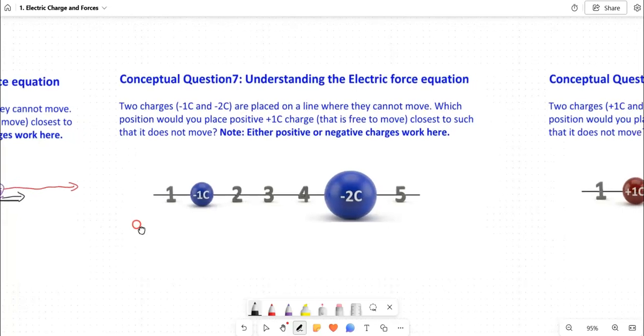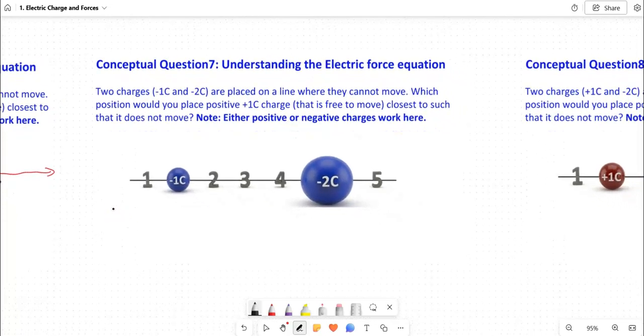Okay? So where will you place it? Closest to 1, 2, 3, 4, or 5? All right, pause the video now and try this out.